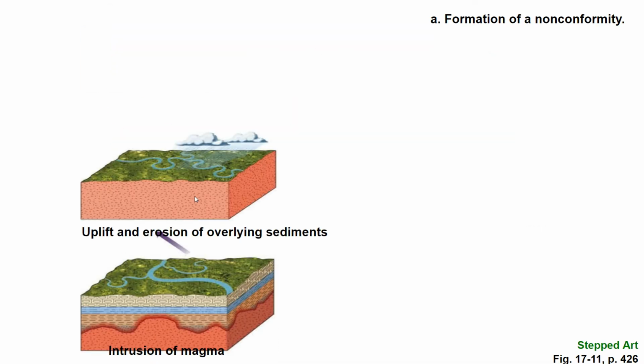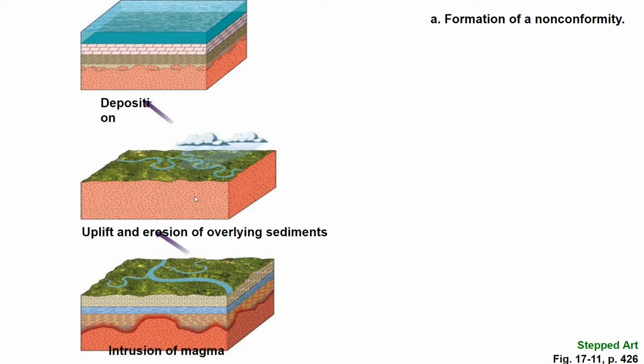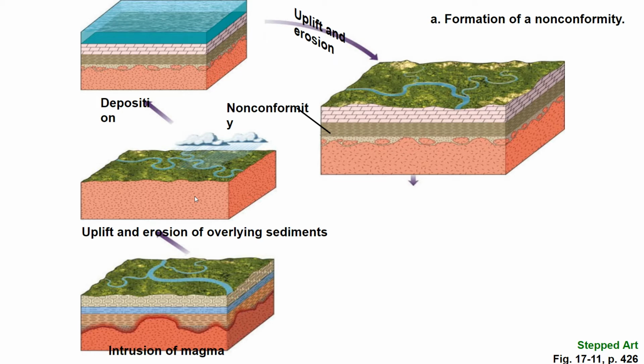And then we can also have nonconformities, where you have an intrusion of magma, uplift and erosion of the sediments, and then subsequent deposition, leading to what's called a nonconformity. Basically, that's where igneous or metamorphic materials exist below sedimentary materials that sit on top of the erosional boundary.